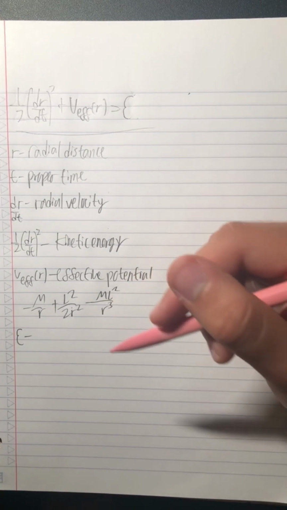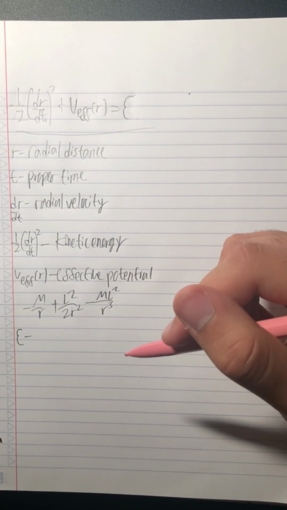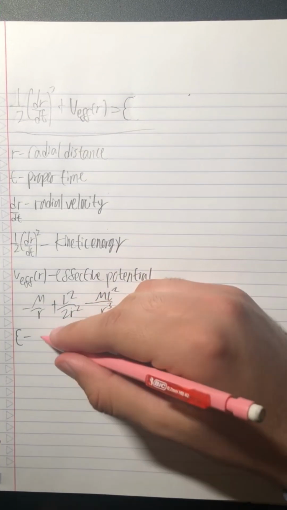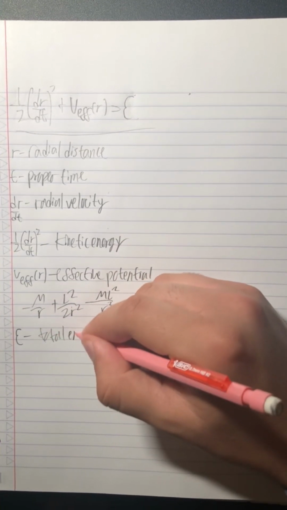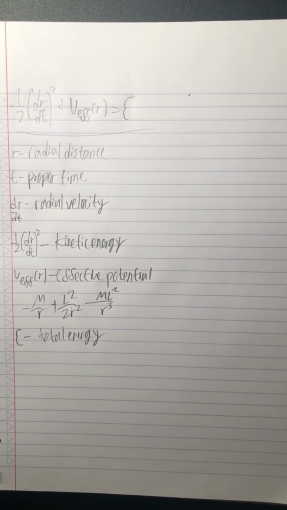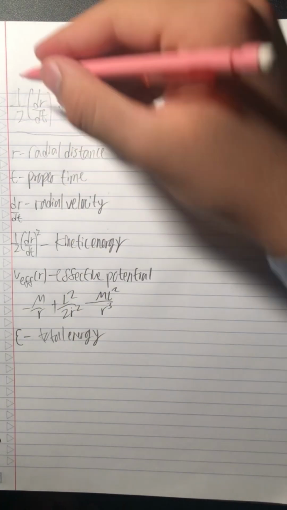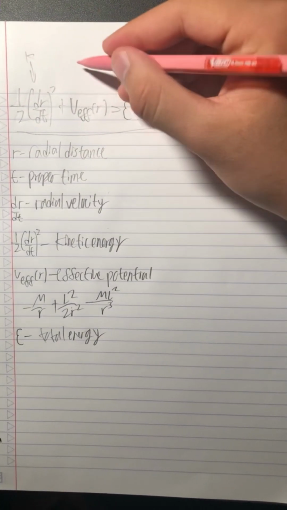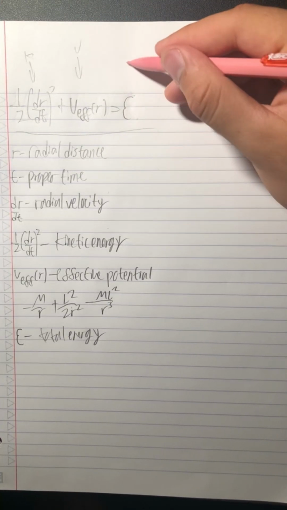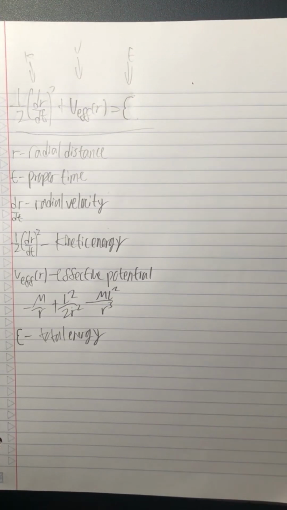Finally, we have epsilon, and this is the total energy of the object per unit of mass, and it is a conserved amount. Now, when we observe this equation with all of our new knowledge, we can notice that the differential equation is structured like a conservation of energy equation, where the kinetic energy in the first term plus the potential energy in the second term is equal to the total energy in the final term.